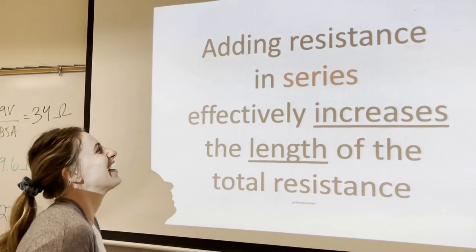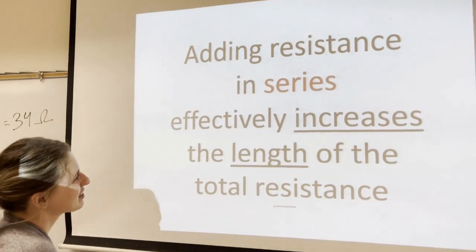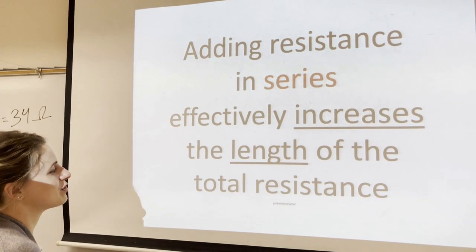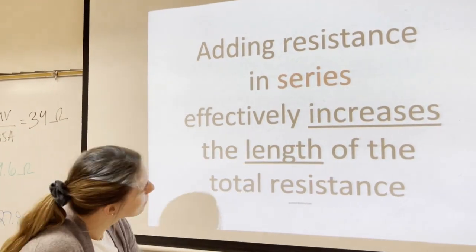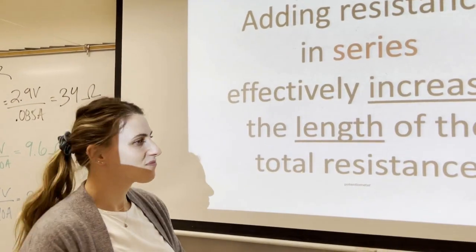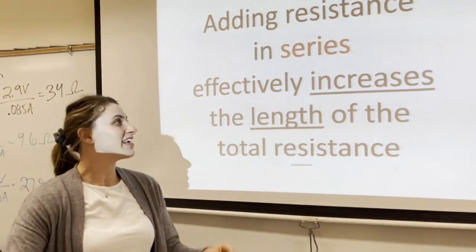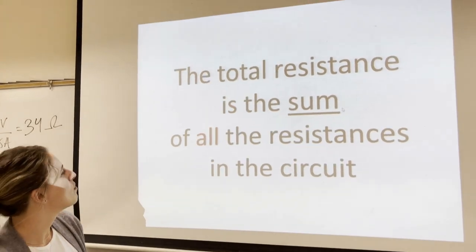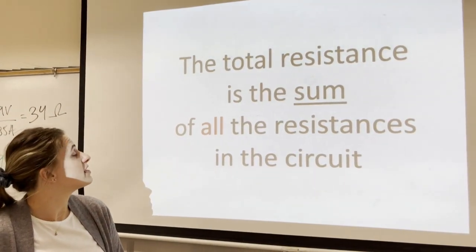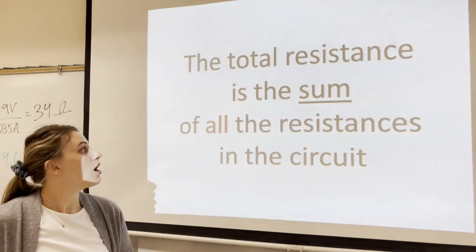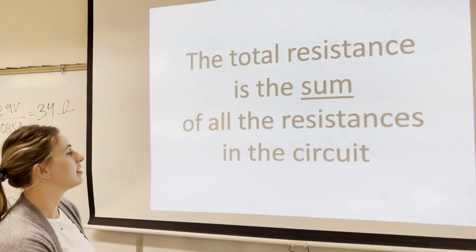So adding a resistance in series effectively increases the length of the total resistance. That's what they just said. And that's like the potentiometer we had the other day that had all the wire wrapped around the core, and it could change the length of it. The total resistance is the sum of all the resistances in the circuit.